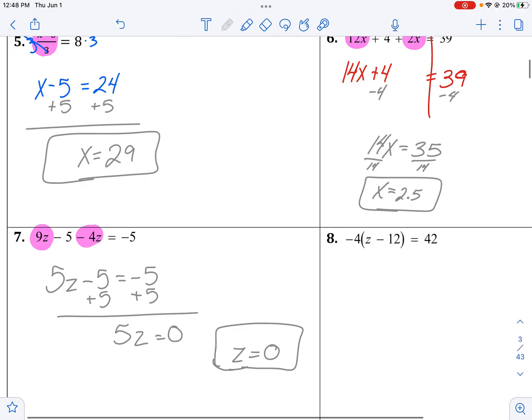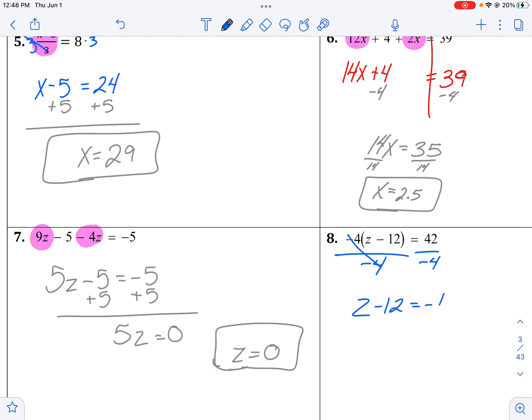And like I mentioned before, on number 8, the first step should be to divide by that negative 4. I see multiplication, so I'll do the opposite of multiplying. z minus 12 is a negative 13, so z would be a negative 1.